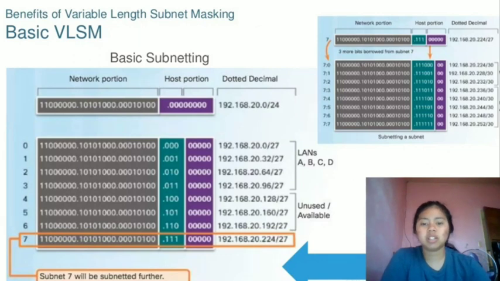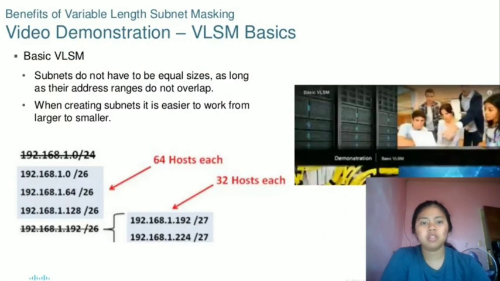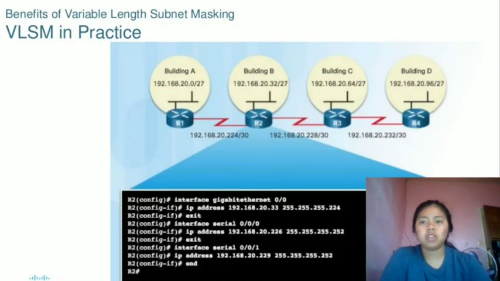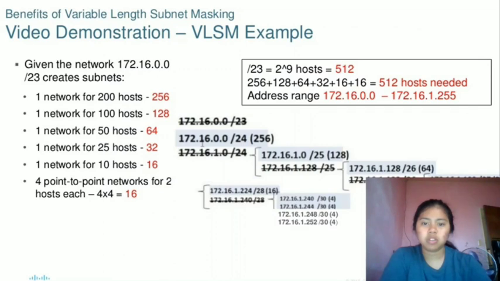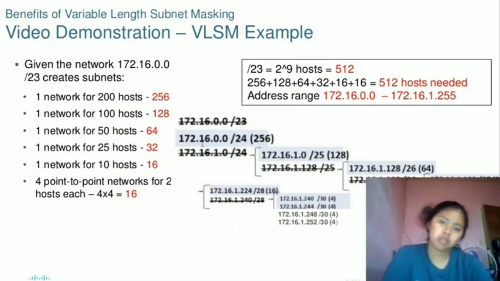VLSM basics. VLSM in practice. VLSM chart. VLSM example: one network with 200 hosts. 2 to the 9th is 512. And that's all.